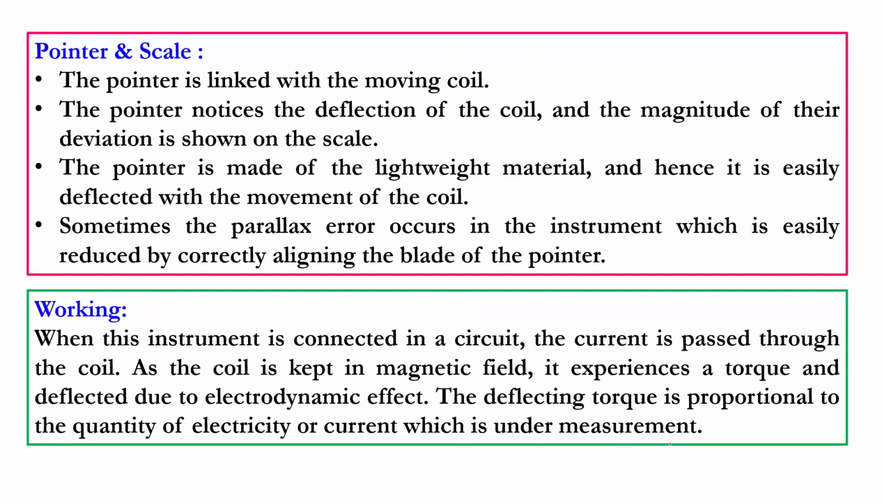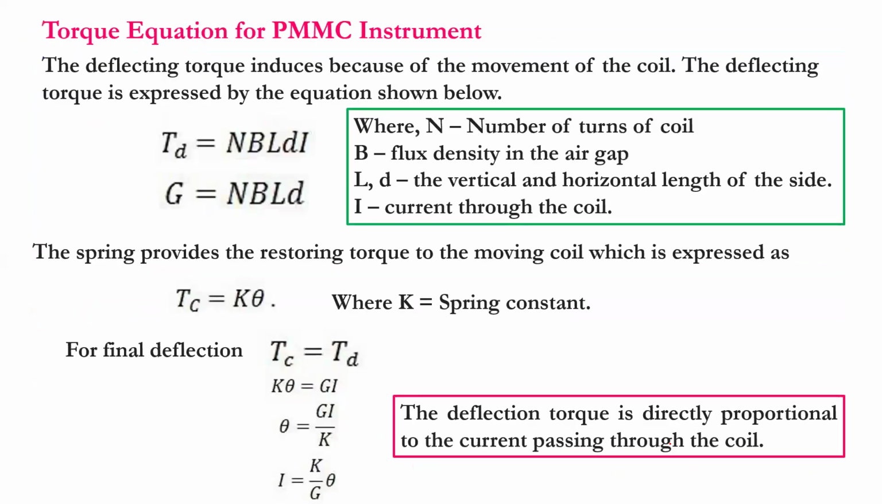These are the three lines you have to write. All these we can have some pointer and scale for the part of measurement. We can have some torque equation now, that the deflecting torque is equal to NBIL, where L is length, and I is the current through the coil. Just remember, for the part of deflecting torque, we have to remember one formula.